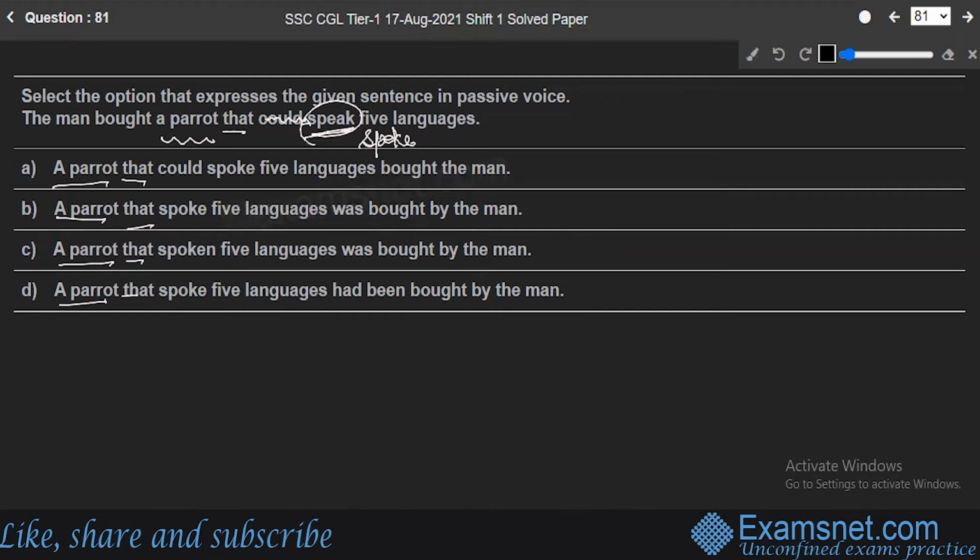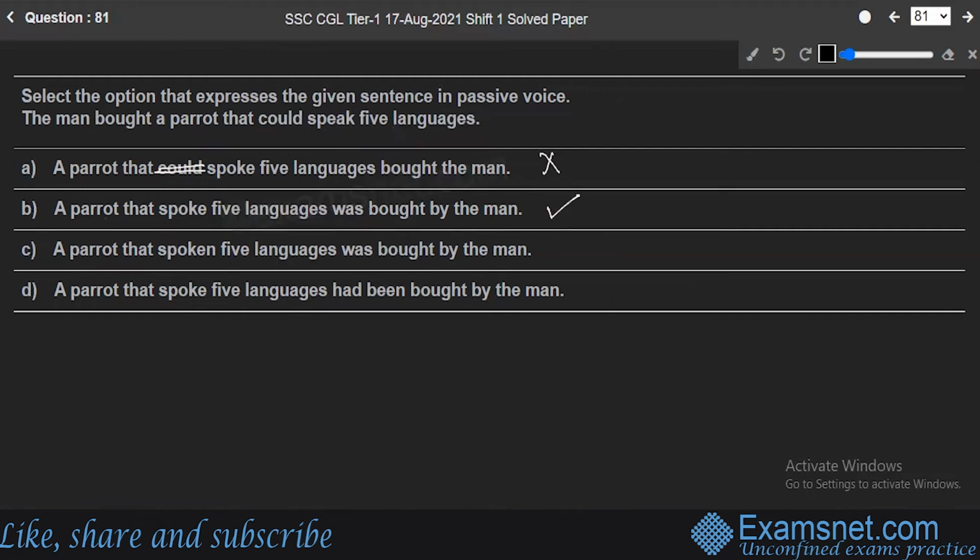Was bought by the man. The parrot that spoke 5 languages was, right? It cannot be "had been"; that is not one of the options. Let's see all the options one by one. The parrot that could, see, the "could" will not be in the answer, so this is a wrong option. A parrot that spoke 5 languages was bought by the man. This seems to be correct.